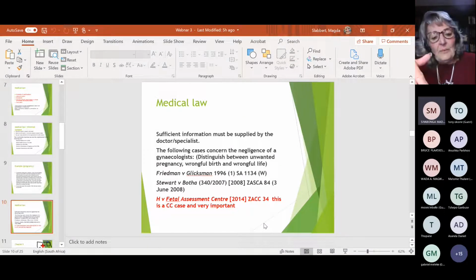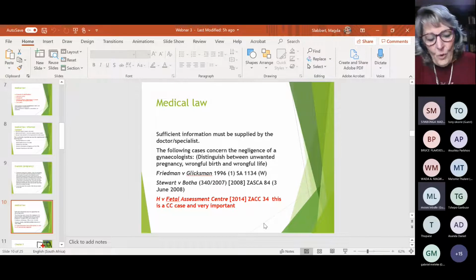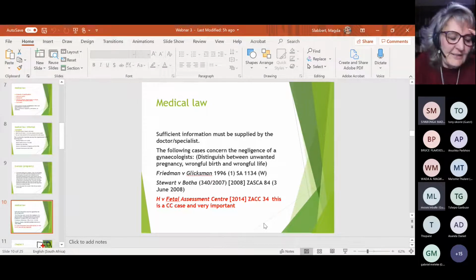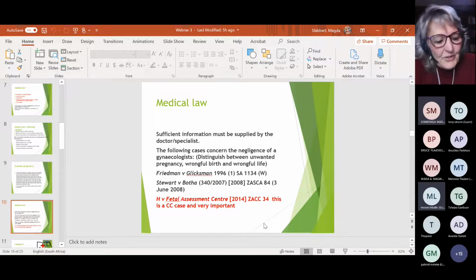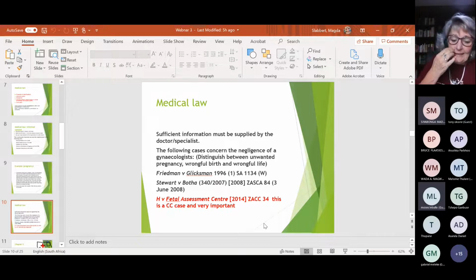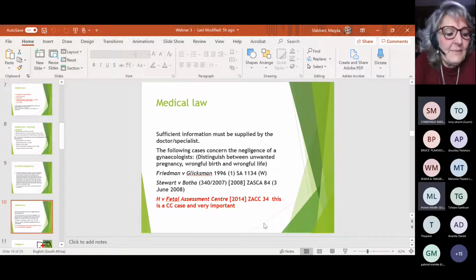But then the child, with the help of the parents, being represented by the parents and the lawyers, approached the Supreme Court of Appeal, and they had arguments there. And then this, not the Supreme Court of Appeal, sorry guys, the Constitutional Court. And the Constitutional Court said that there can be such a claim. The Constitutional Court did not entertain the specific facts of that case. They just said that the parents must go back to the High Court and institute action again.